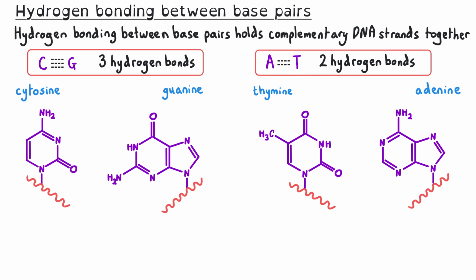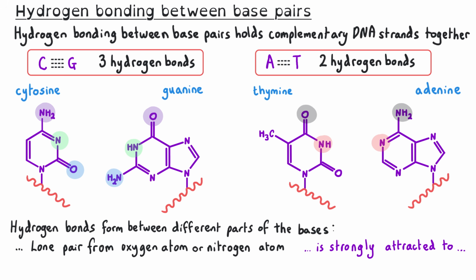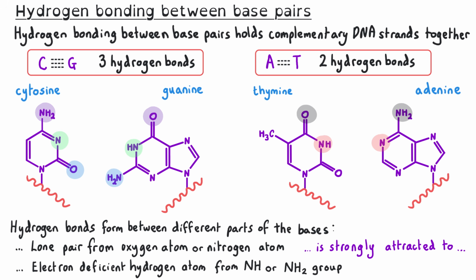And then let's start by looking at A and T. I'm going to highlight the parts of each base that will form hydrogen bonds with their partner. These hydrogen bonds form in a very similar way to in protein and peptides. Hydrogen bonds form between different parts of the bases. A lone pair from oxygen or nitrogen atoms in one base is strongly attracted to an electron-deficient hydrogen atom from an NH or an NH2 group in the other base.